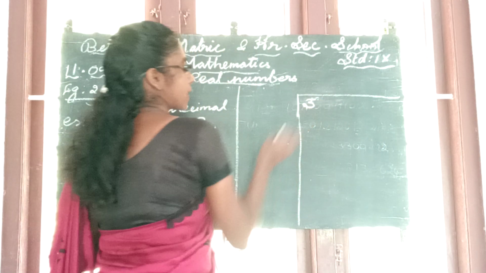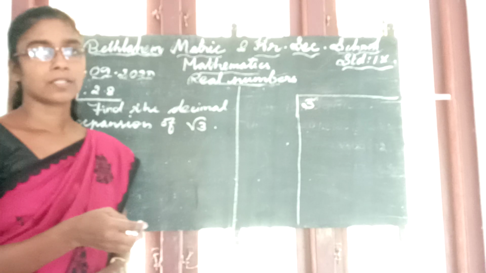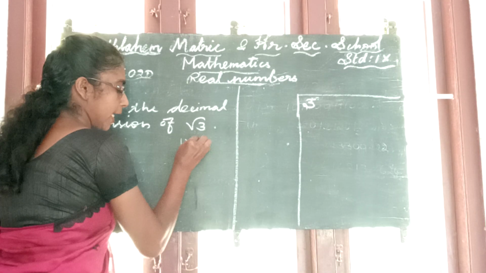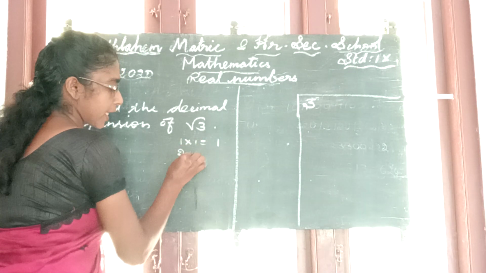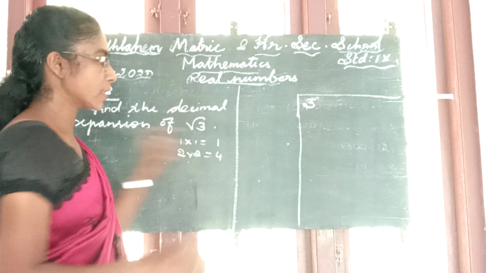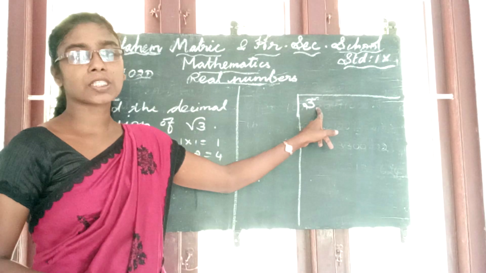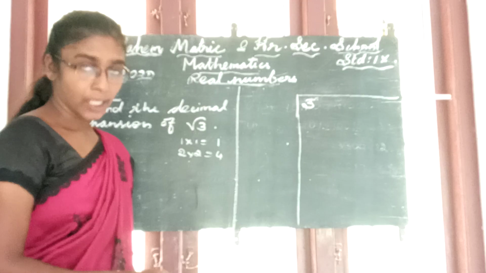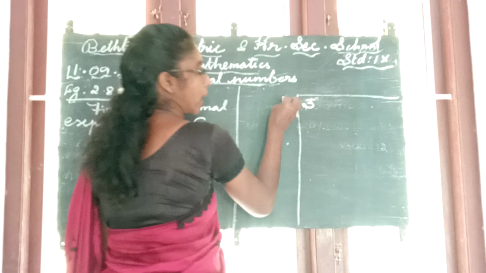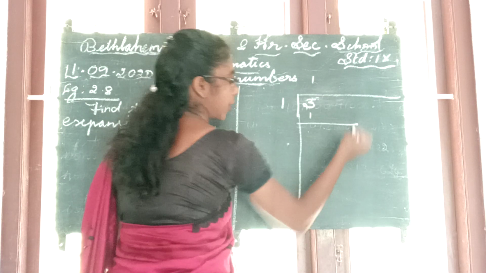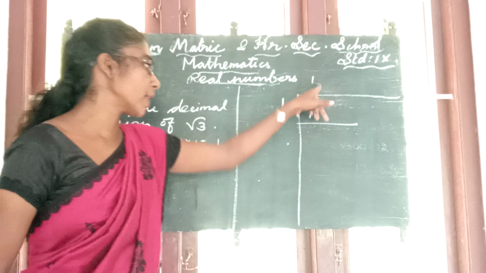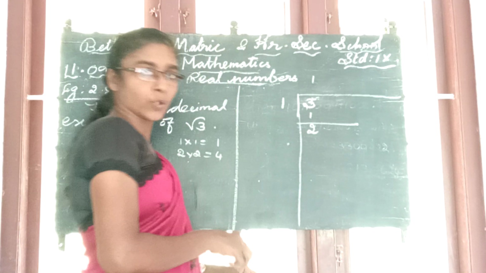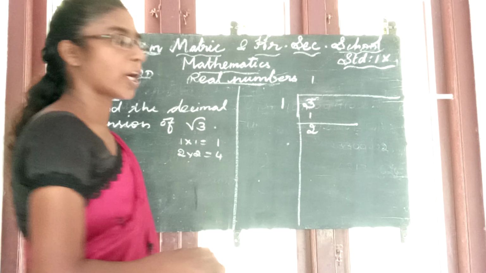First, how do you do that? Use the square table: 1 1s are 1, 2 2s are 4. Which number is inside? 3. Since 2 2s are 4, which is greater than 3, you take 1. 1 1s are 1, and you write it. How much remainder is there? 2 is remaining. Next, what do you have to do?